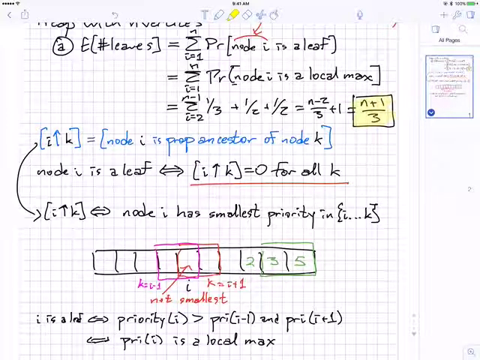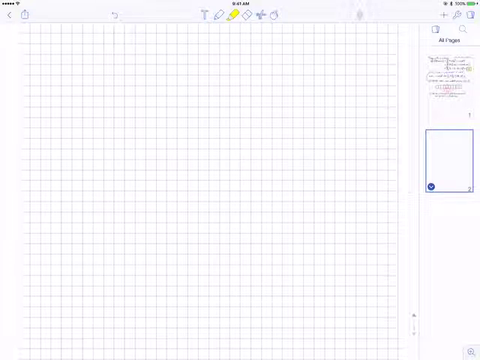Good, left spine. All right, and after this, I'm going to call a moratorium on treap questions. Okay, because we got to do some other stuff.